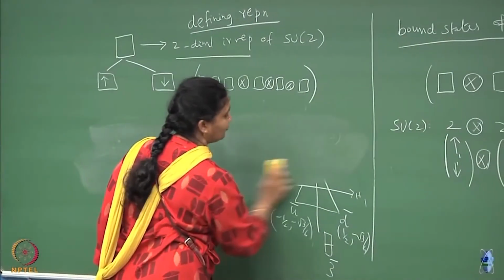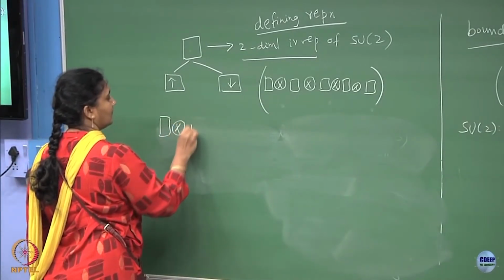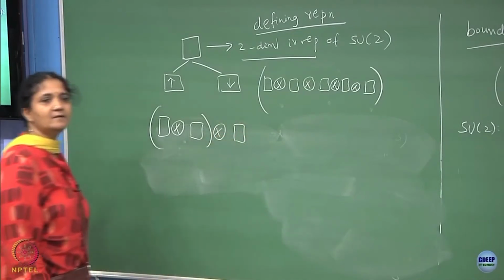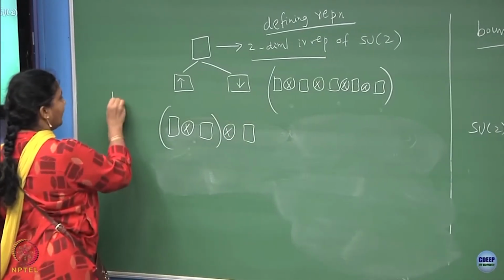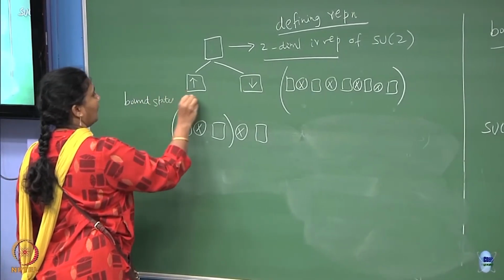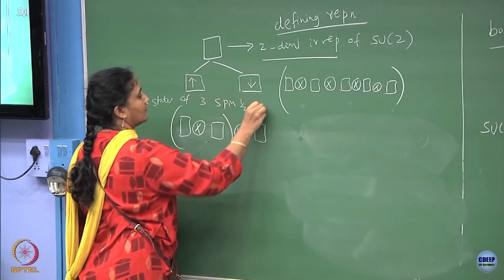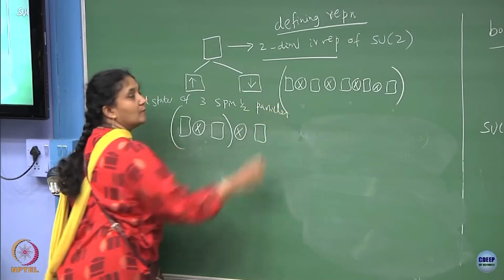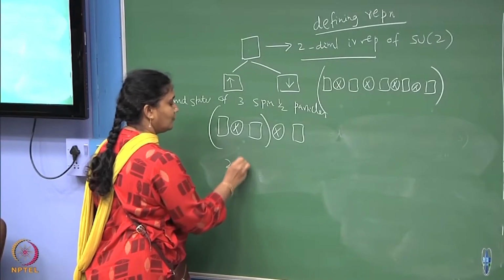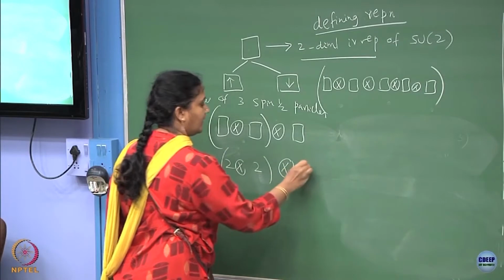So, now I am doing SU2. So, I take this combination, this anyway we did, it is anyway associative, it does not really matter. Let us take the bound state of 3 spin half particles. Okay. So, in dimensions it is 2, this is 2 dimensional, this is 2 dimensional, and then another 2 dimensional.